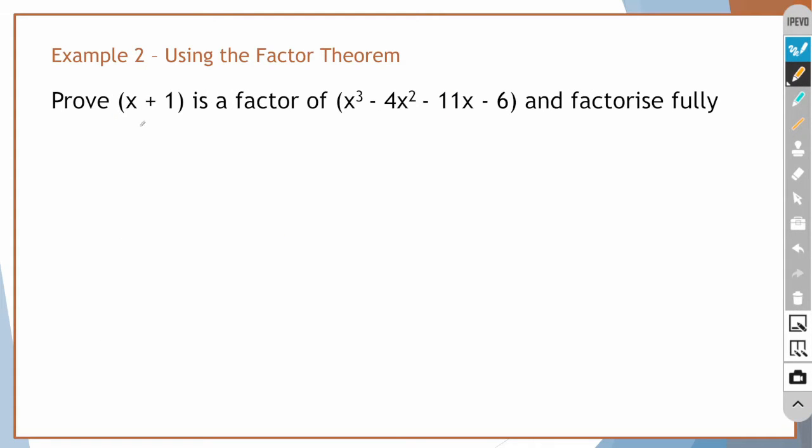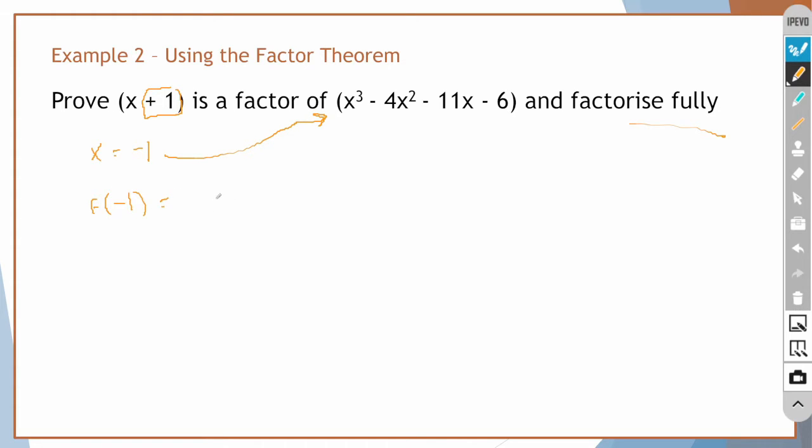So here's example 2. We've got prove x plus 1 is a factor of x cubed minus 4x squared minus 11x minus 6 and factorize fully afterwards. The way we're going to prove it as a factor is we're going to take the negative of this in here. So the negative of plus 1 is minus 1. We're going to say x equals minus 1, just like we did in the previous example. And then we're going to apply this minus 1 into this function here. So f of minus 1.